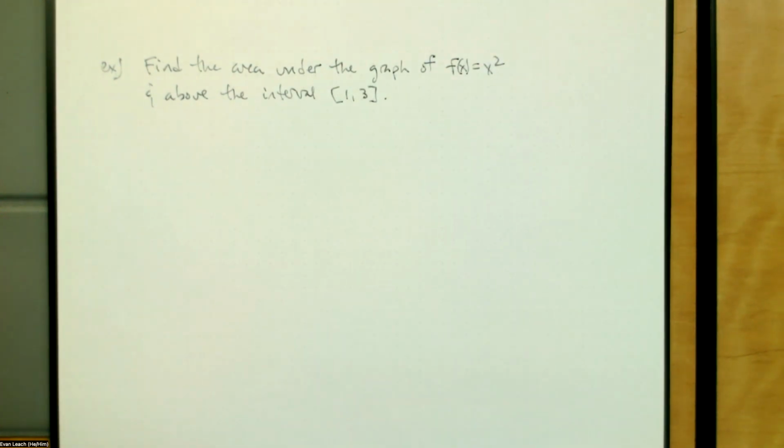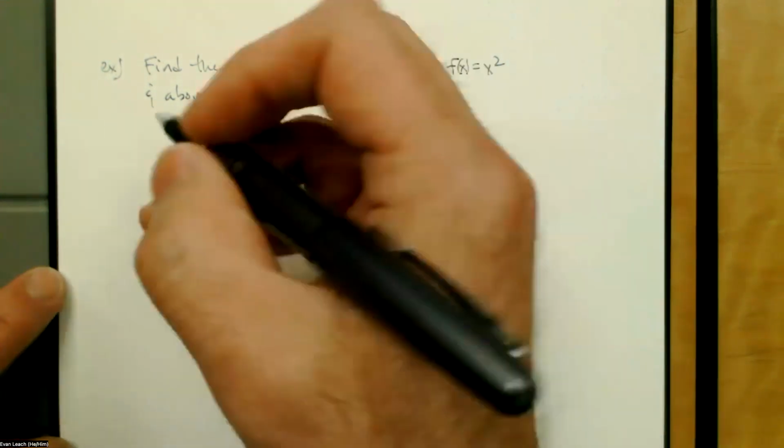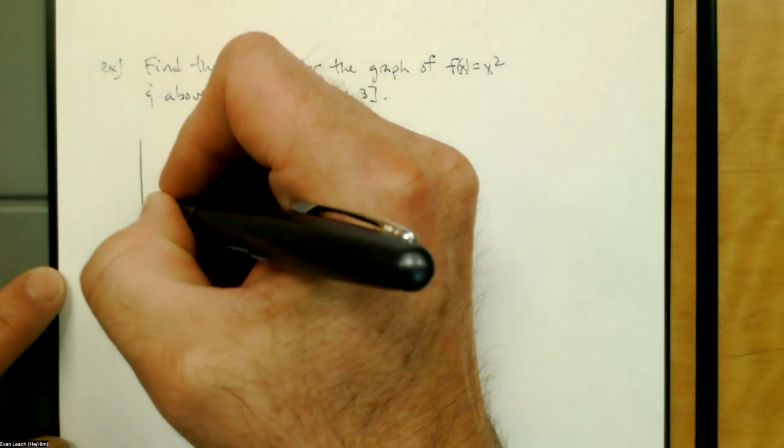So let's grab our original question. What's the area under a curve and above an interval on the x-axis? Let's draw a picture of what's going on here.